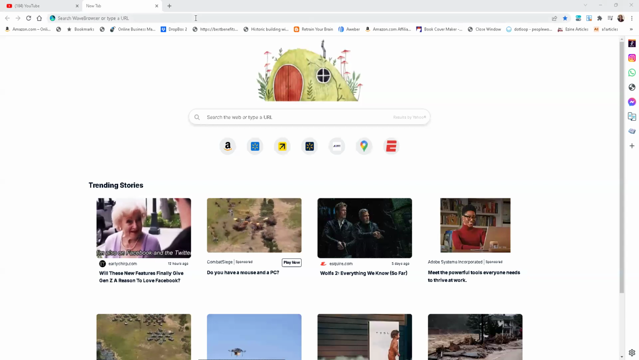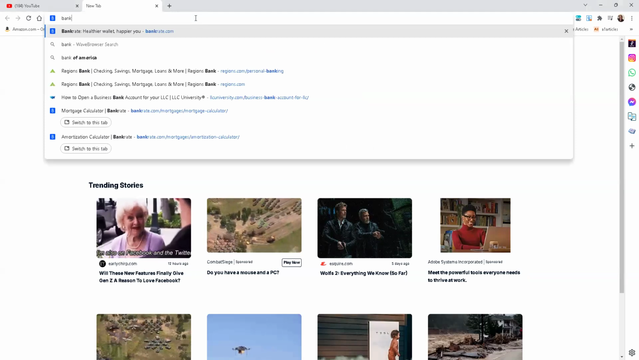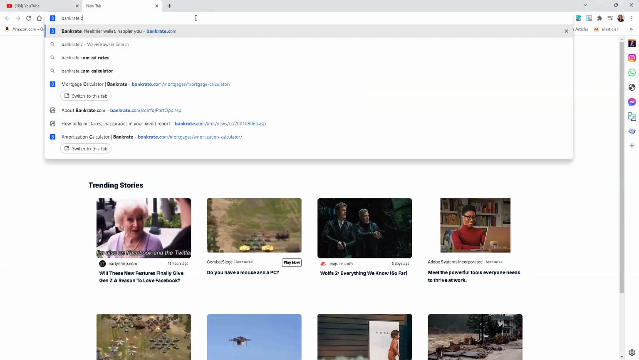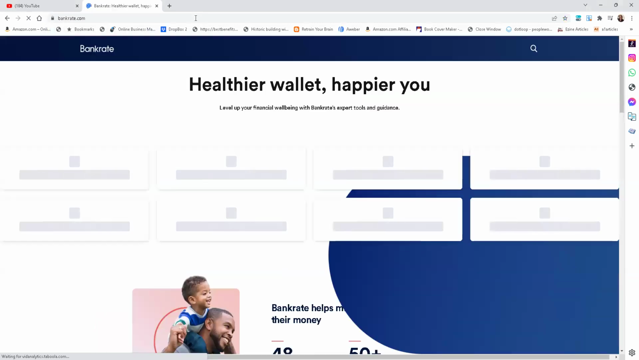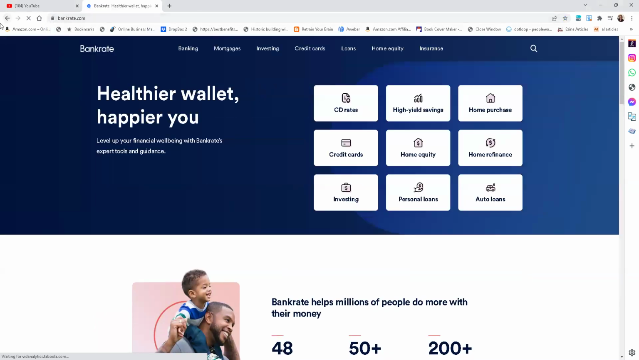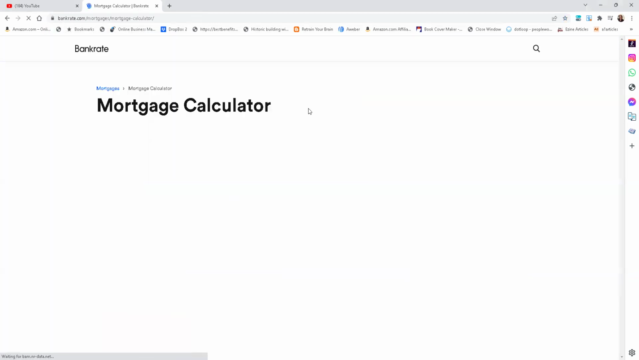Let me give that a second to come up. And hopefully you can see my screen. We're going to go to a website called bankrates.com. Now, once you get to this website, they have several calculators. The one we're interested in, or the two, we want to go under mortgages. And if you come down and look at these two calculators, you'll see mortgage and amortization. We're going to first go to mortgage.